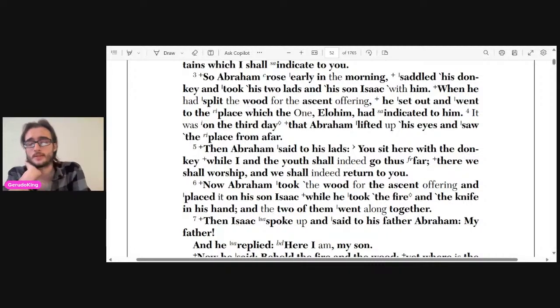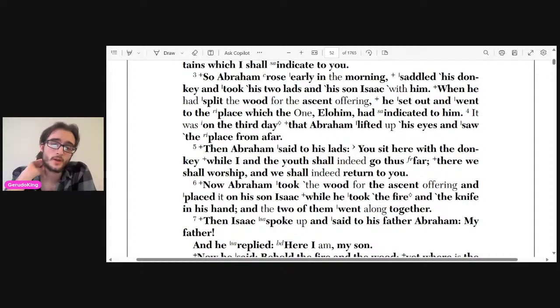Then Abraham said to his lads, You sit there with the donkey, while I and the youth shall indeed go thus far. There we shall worship, and we shall indeed return to you. Now Abraham took the wood for the ascent offering and placed it on his son Isaac, while he took the fire and the knife in his hand, and the 2 of them went along together.